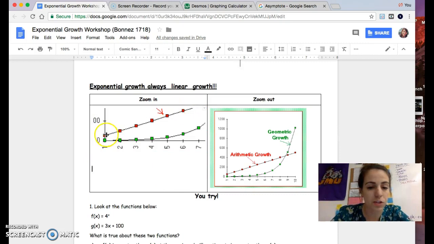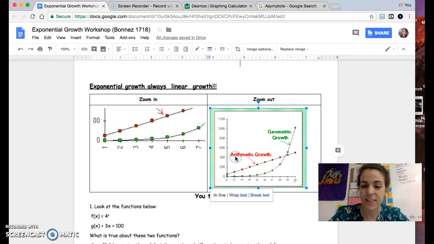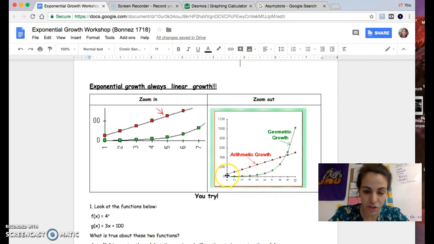You see how that red line is straight and it's going up at a constant rate, and then this green line is actually starting lower than the red, and you would think, okay, the y values are lower than these y values. So green is lower than red, or exponential is not growing as fast as the linear line. However, if you zoom out, look at that. The geometric growth, aka the exponential function, is surpassing the red linear line that is growing arithmetically.